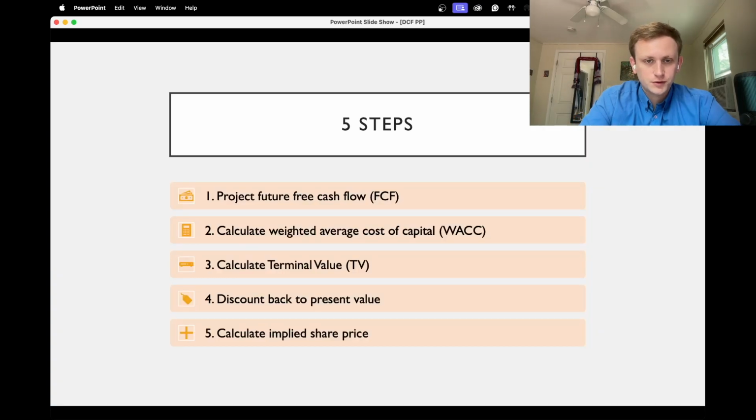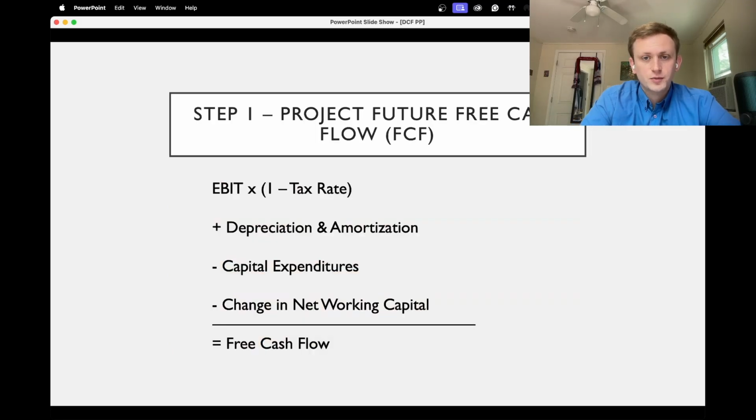So the 5 steps that were previously mentioned in the definition, but they're just easier to understand here, are: first, you project the future free cash flow, then you calculate the weighted average cost of capital, or WACC, then you calculate the terminal value, then you discount it back to the present value, and then you calculate the implied share price. So on to step 1.